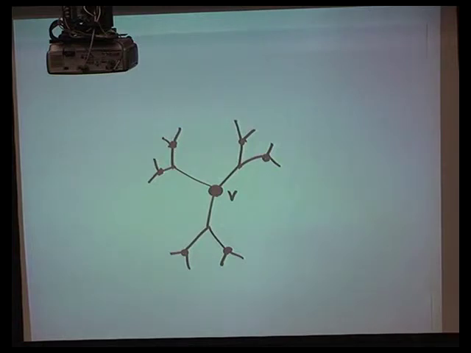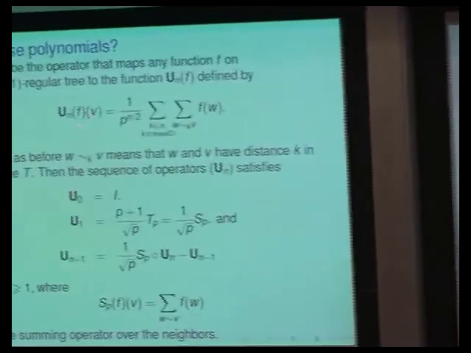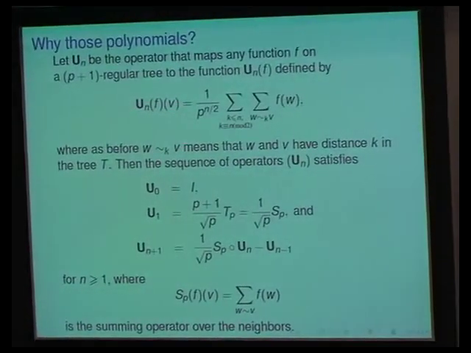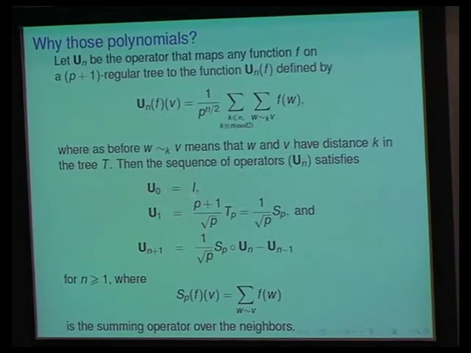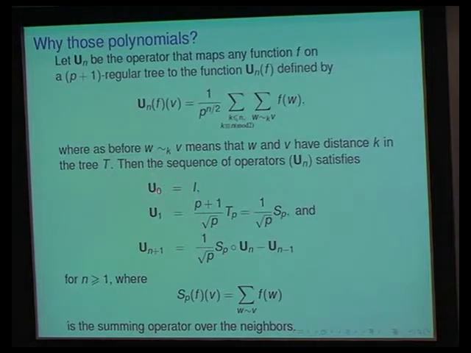Okay? The claim is that these operators have relations. And well, the first one is the identity. Yeah, should be clear. The second one is just our Hecke operators, no matter how we want to normalize them. And then the n plus first is equal to this guy, where again the S_p is just summing over the neighbors and the T_p is the averaging. And that's the relationship that is claimed.